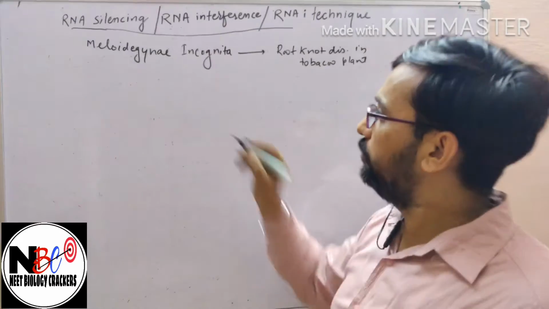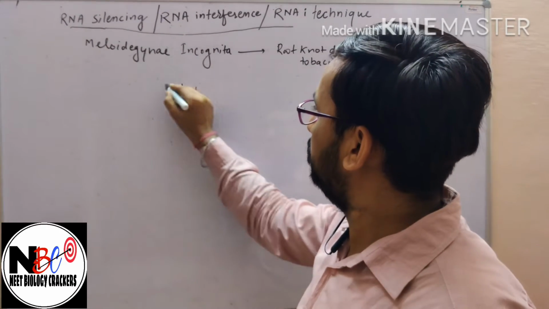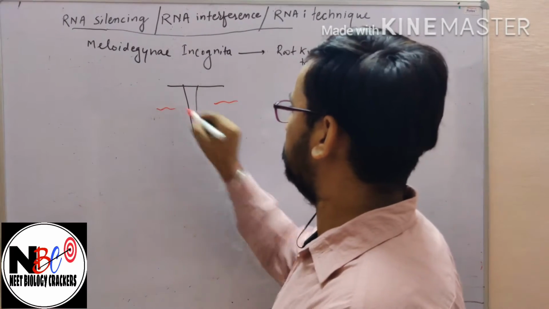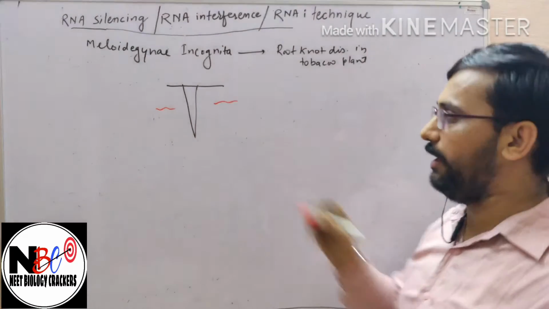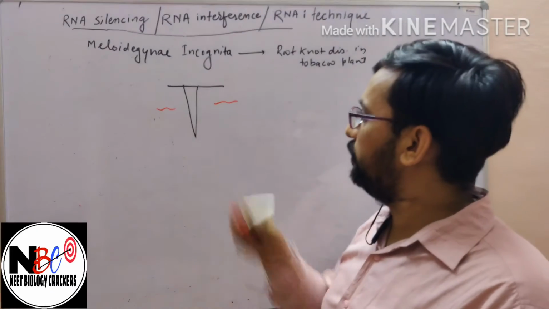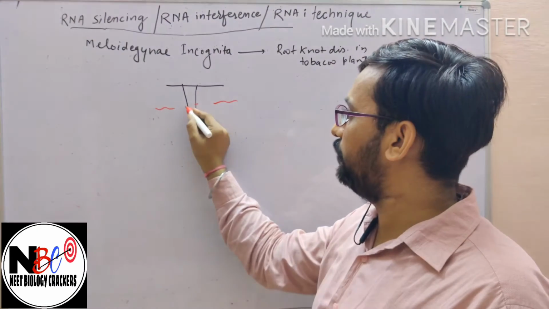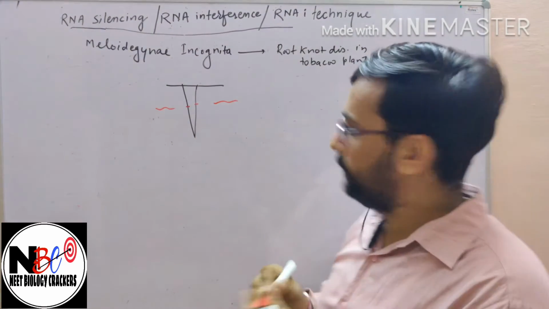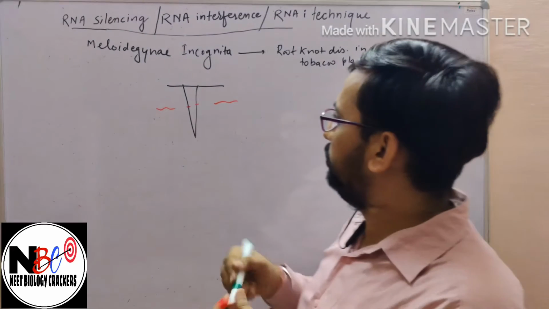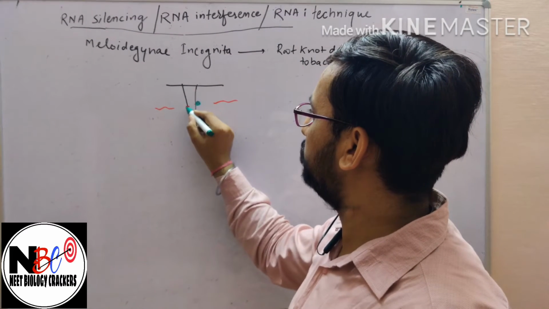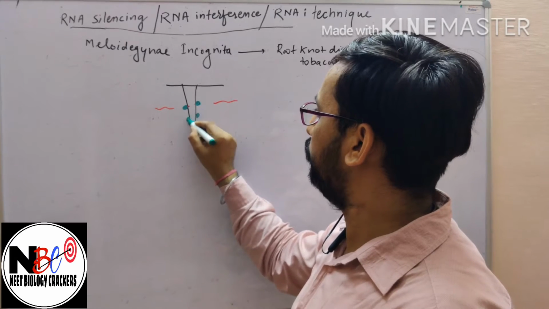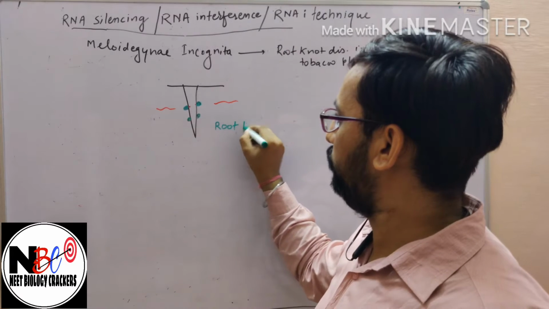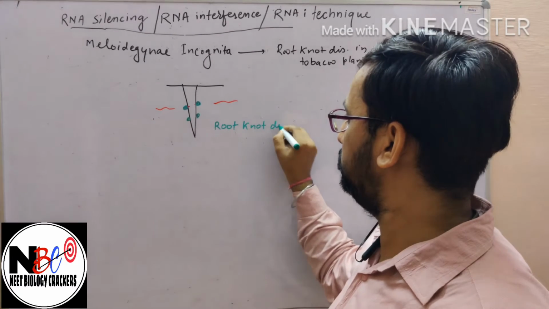What does this nematode do? This is the root of tobacco plant. This nematode is naturally present in the soil, and when there is injury in the root, this nematode infects the root and inserts its DNA in the root, and where this nematode infects the root, there is formation of tumor, and it produces the disease that is called root knot disease.